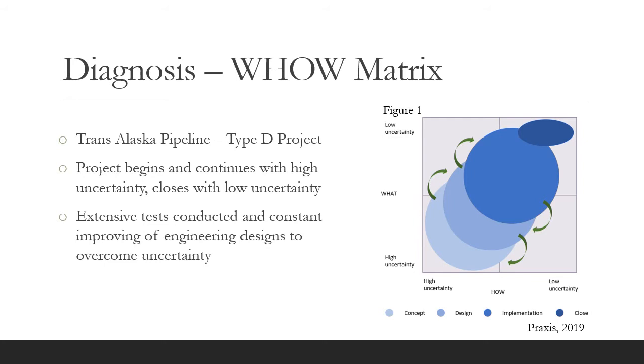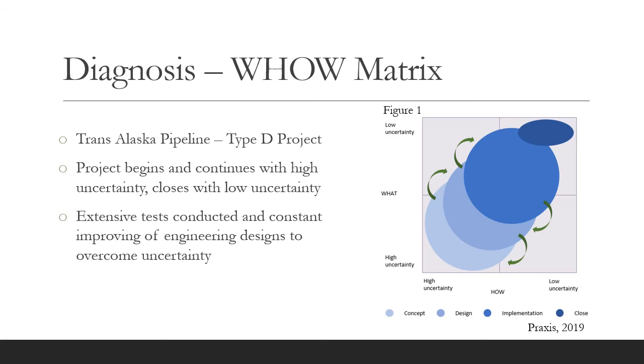This is considered a Type D project as it was the largest privately financed construction project in history at the time. As shown in Figure 1, Type D projects have repetitive high to low uncertainty, but the project eventually closes with low uncertainty. This was apparent in the Trans-Alaska Pipeline project as extensive tests and constant improving of engineering designs were done to overcome uncertainty. In the early stages of the project, surveyors and planners had to conduct intensive geological sampling to examine the proposed route of the pipeline.